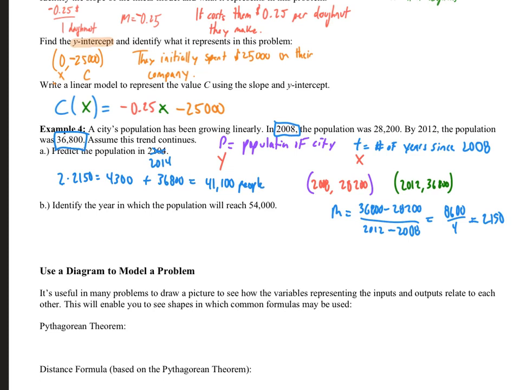Okay, so that is one way to do that. Again, another way you could do it would be to say P of t equals, and then my slope that we just found, 2,150, increasing this much per year times the number of years, and then plus that initial amount that you had, which was this. That was the initial amount, because that was our initial year. Okay, that was the beginning of the problem, 2008, so that was the population in 2008, plus the 28,200. Okay, and then I plug 4 into this.